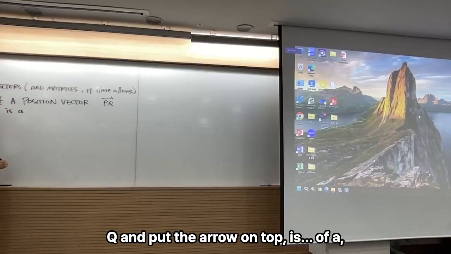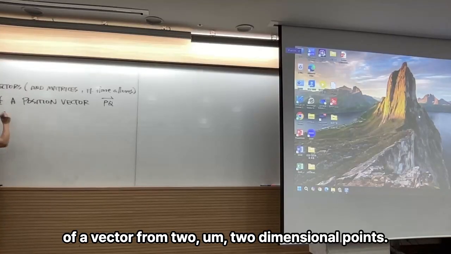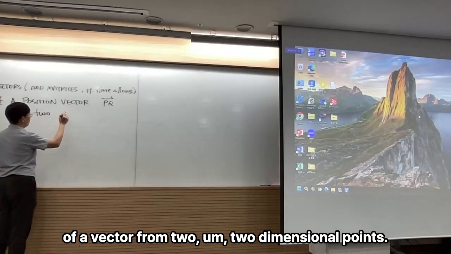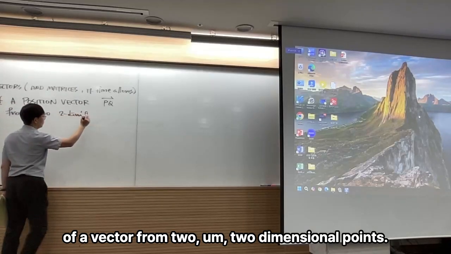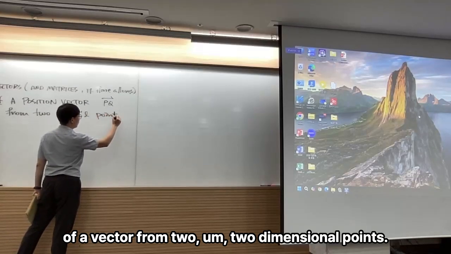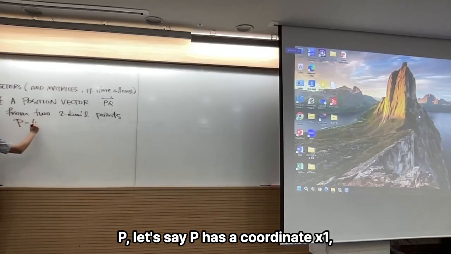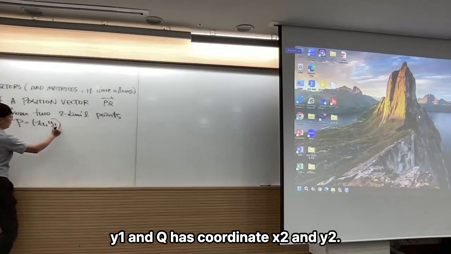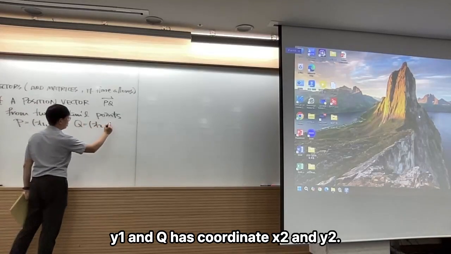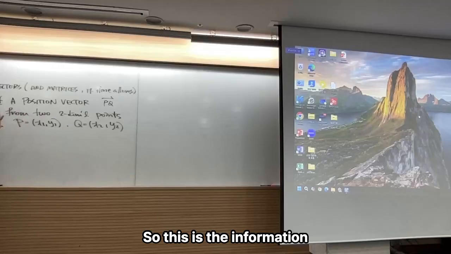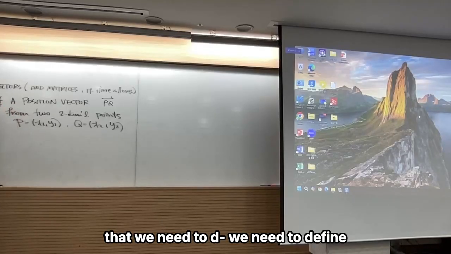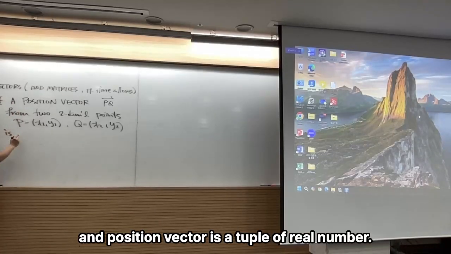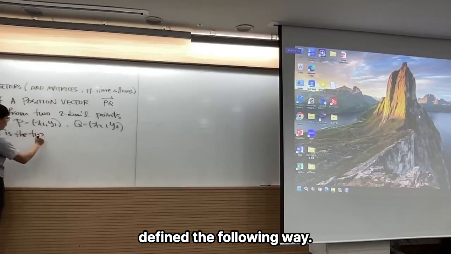It is a vector from a two-dimensional point P. Let's say P has coordinates x1, y1, and Q has coordinates x2 and y2. This is the information that we need to define a position vector, and a position vector is a tuple of real numbers. The tuple of real numbers is defined the following way.